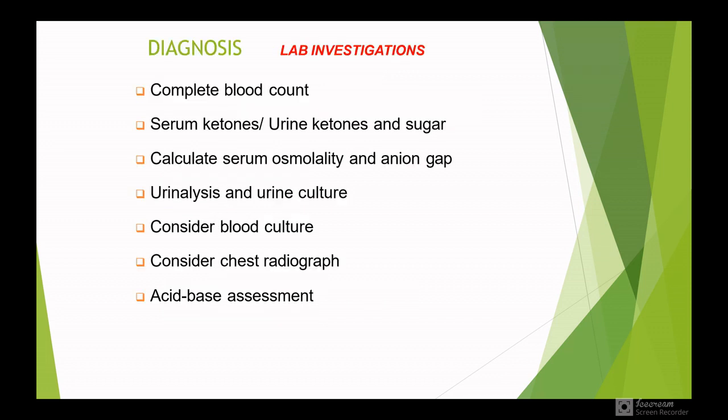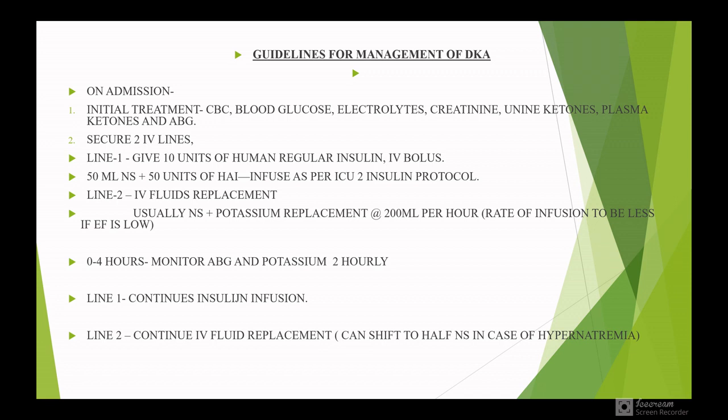Now, for diagnosing and confirming, we'll send the blood reports of the patient and find out the CBC, serum ketone or urine ketone, and sugar, blood sugar, calculate serum osmolality and anion gap, and urine culture. Consider blood culture and consider chest radiography. Acid base management is also important. Now, what is the guideline? When we take the admission, as you know, we do CBC, blood glucose, electrolytes, creatinine level, urine ketone, plasma ketone, and ABG, arterial blood gas.